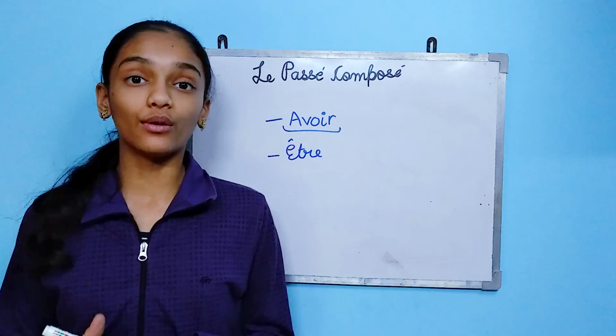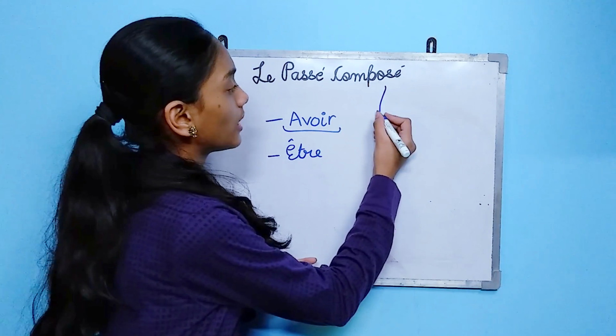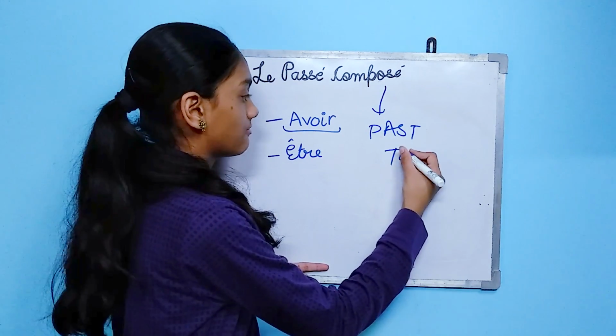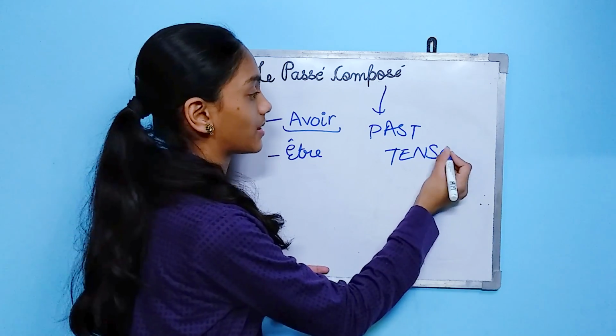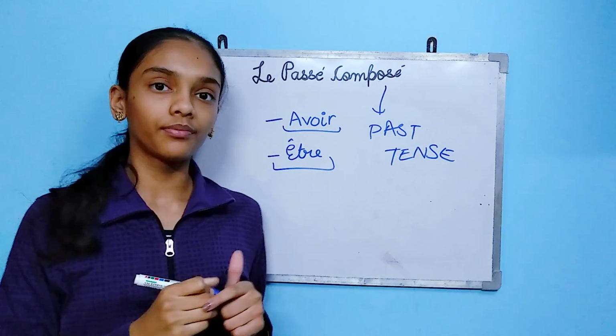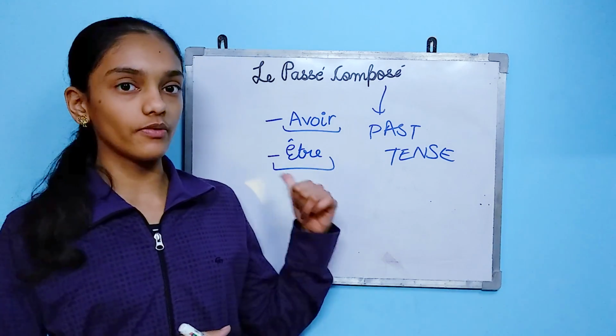So first, let's know what is Passé composé. Passé composé is doing past tense in French. And it can be done in two ways with the help of two verbs, avoir and être. In this video, we are going to be doing passé composé with être.